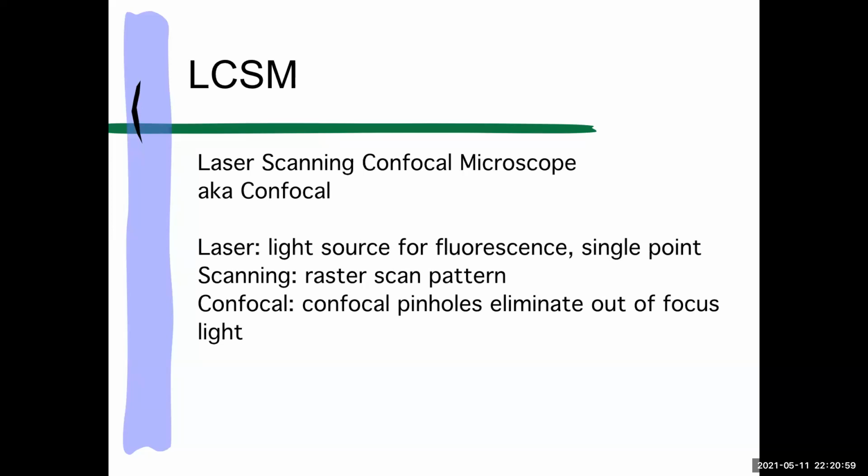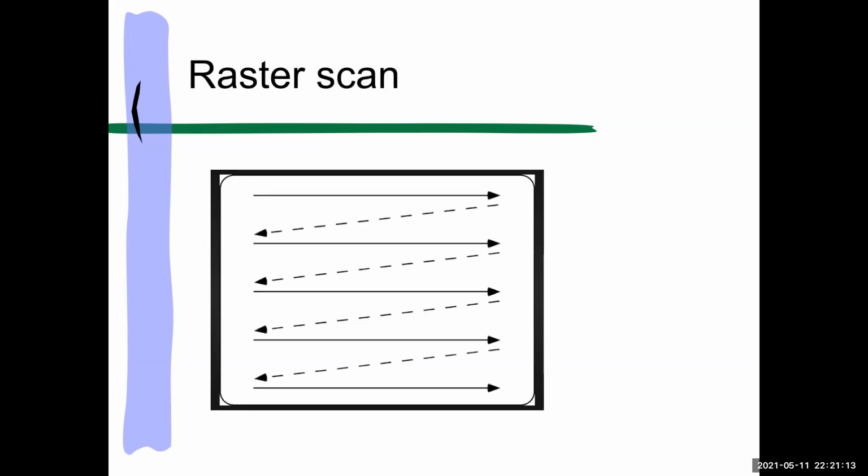So the confocal part of its name refers to these little pinholes that are in the light path. That was the invention, the genius of a confocal that managed to eliminate out of focus light. I'll show you a drawing of that in a moment. But first, the raster scan.